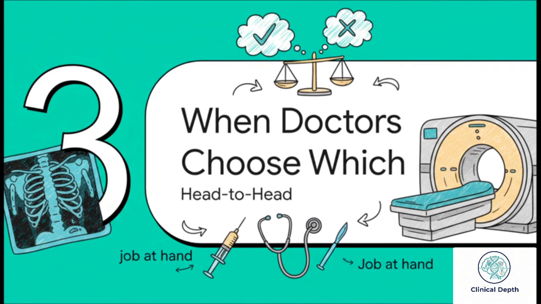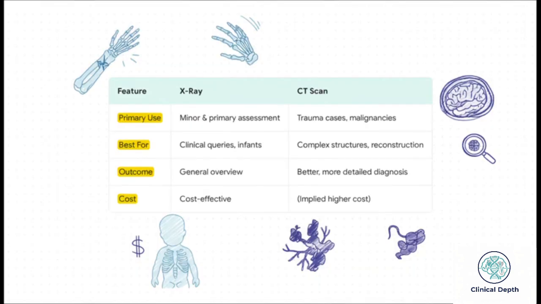So you might be thinking, well, if one is so much more detailed, why don't we just use it all the time? Good question. But it's not that simple. Doctors have to weigh a bunch of different factors to pick the right tool for the job. So let's put them head to head and see how they stack up. Okay, this table really lays it all out. X-rays, they're your go-to for a quick first look. You think you broke your arm? You get an X-ray. A routine chest check? X-ray. They're fast, they're cost-effective, and they use less radiation, which is a really big deal, especially for infants.